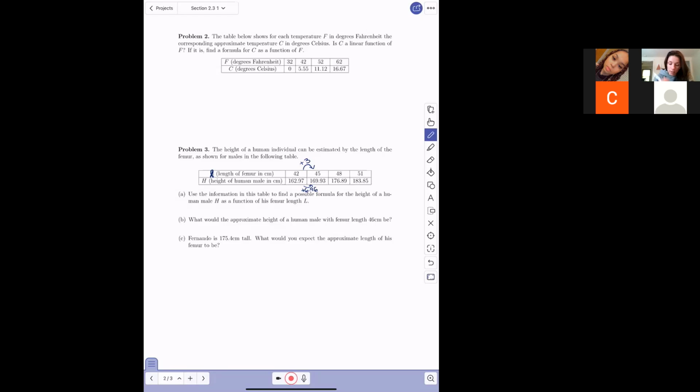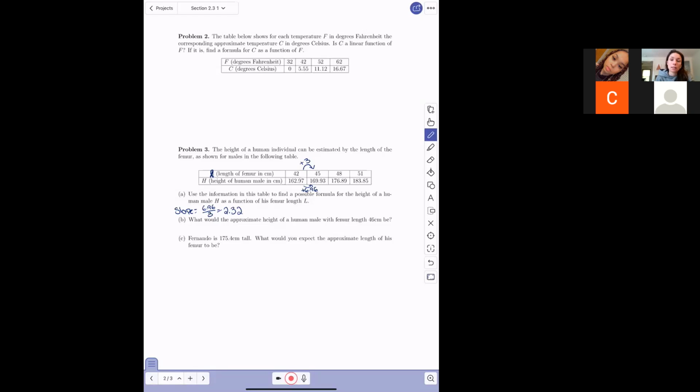So use the information in this table to find the possible formula. Okay. So first we have to find the slope. Slope again, change in y over change in x. So we have 6.96 divided by 3, which is 2.32.